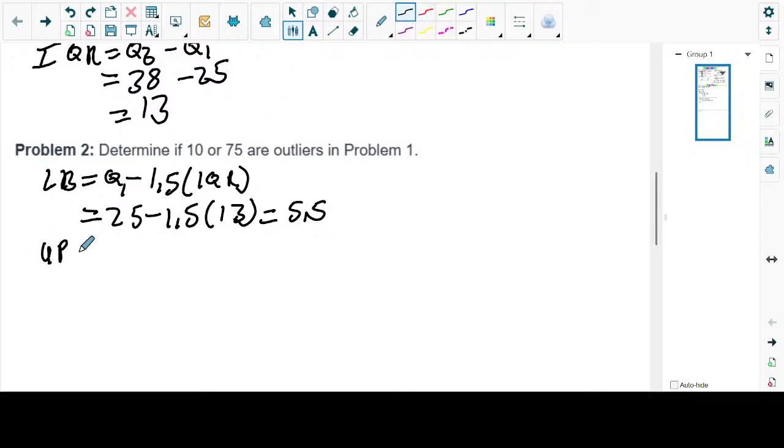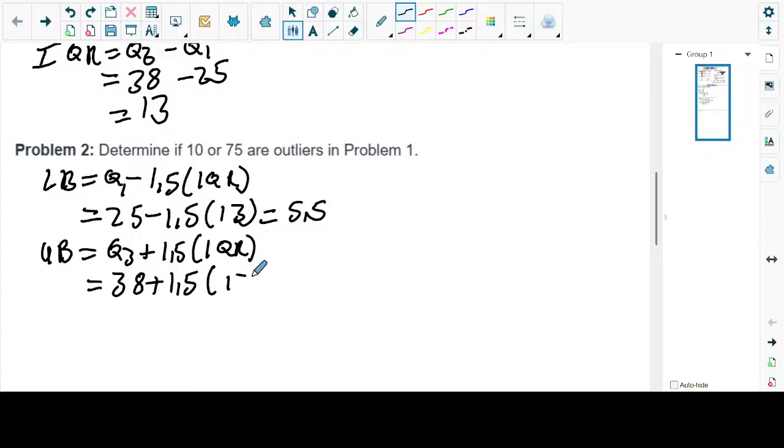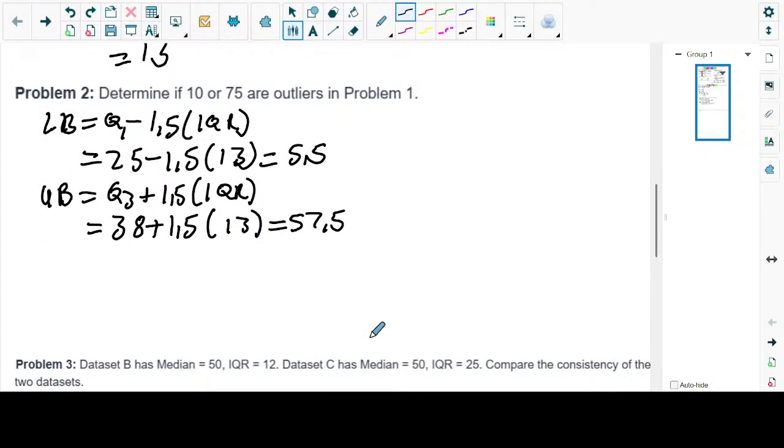The upper boundary is going to be Q3 plus 1.5 multiplied by IQR, and then we're going to have Q3. Q3 is 38. 38 plus 1.5 multiplied by IQR, which is 13. I'll put it on my calculator. We have 57.5. Now you have the LB, you also have the UB, which is the upper boundary.